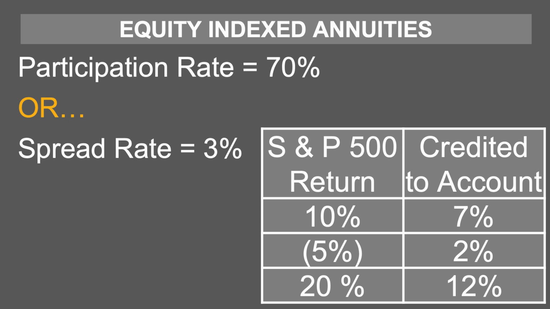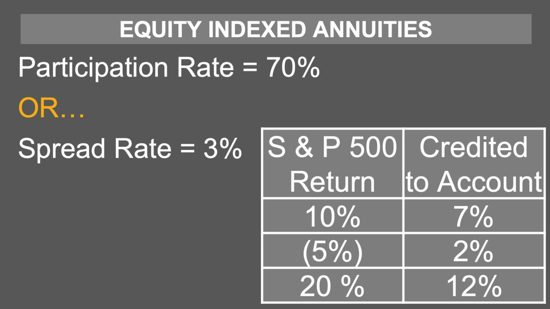And in our final example here, we have the S&P 500 appreciating very significantly, 20% in 1 year. And when we take a look at the return of the S&P 500 at 20%, and we multiply it by our participation rate of 70%, we realize that that is 14%. And that amount exceeds our maximum rate. So therefore, in this scenario, we are credited the maximum rate of the contract, which is 12%. Here we gave up a little of that upside appreciation. And the reason people do this is because they are given downside protection.